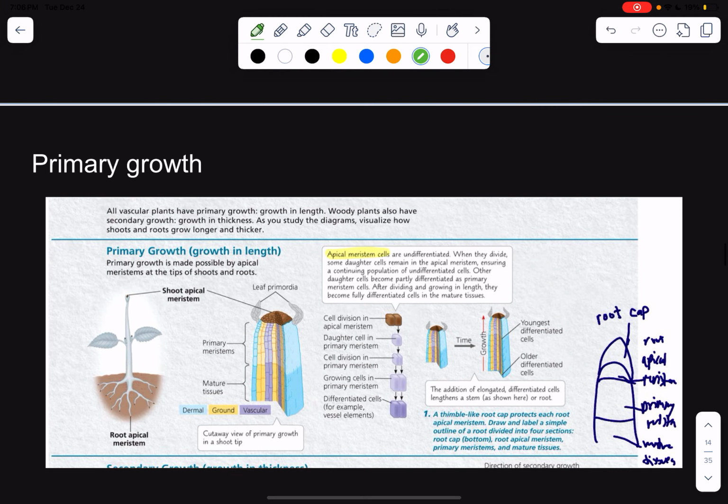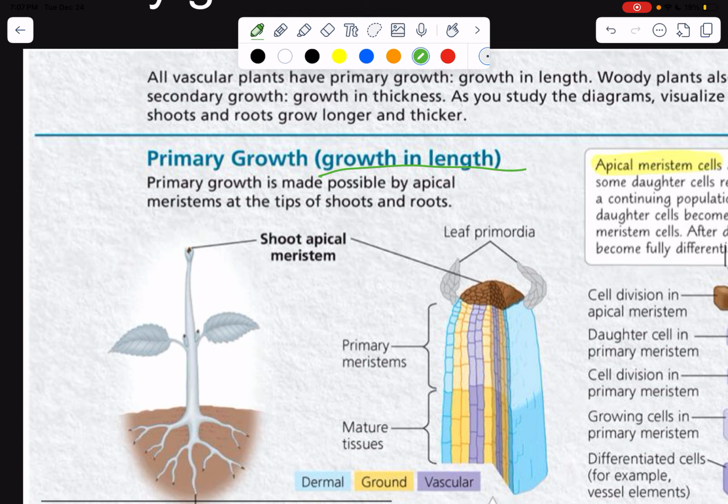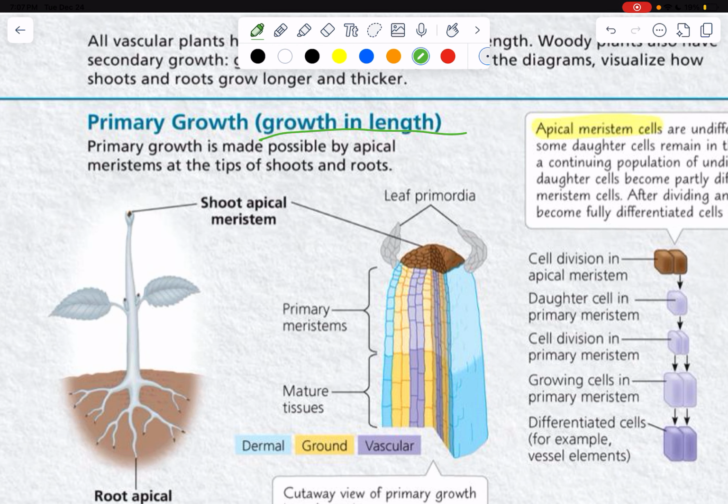So now let's look at primary growth and secondary growth. Primary growth, first of all, is growth in length. So always remember that. Primary growth is length, secondary growth is width. And primary growth is made possible by apical meristems at the tips of shoots and roots. So if you do AP Biology in the future, you may do something with an onion root tip cell. That's the apical meristem.